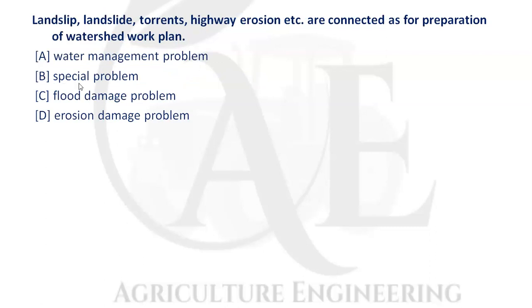Next question. Landslip, landslide, torrents, highway erosion, etc. are connected as a preparation for dash of watershed work plan. So we want to consider this landslip, landslide, torrents, highway as special problems. So it cannot come under water management problem, flood damage problem, erosion damage. It is mentioned as special problem. So landslip, sometimes it happens, it cannot happen in other times. So we can mention this as special problem. Option B is the correct answer.